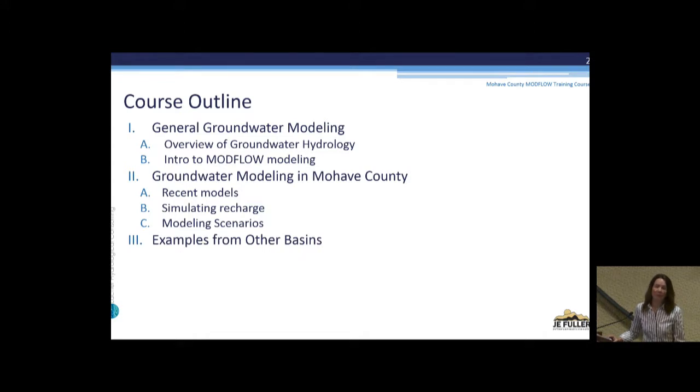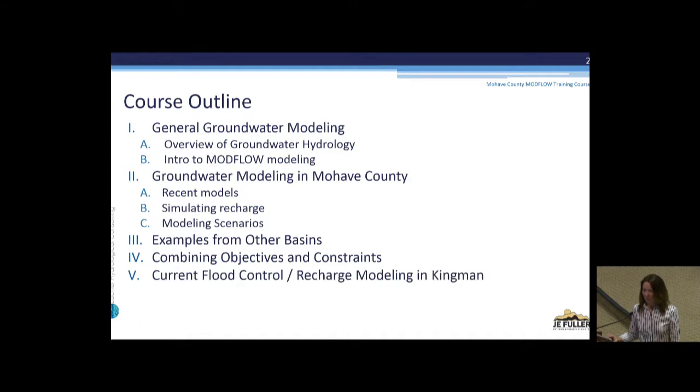And finally, we'll present some examples from other basins where we've worked that might give you some good ideas about how scenarios can be used to answer questions that you have. Joe and I have some additional sections to cover after I present my things, and that includes a section on combining objectives and constraints. So when you have a question to answer, you use the model. When you want to go into the planning and the design, then you have to work within the constraints of your system and try to meet the objectives, the sort of human objectives as well. And we'll talk about some current projects in the Kingman area, flood control and recharge modeling.